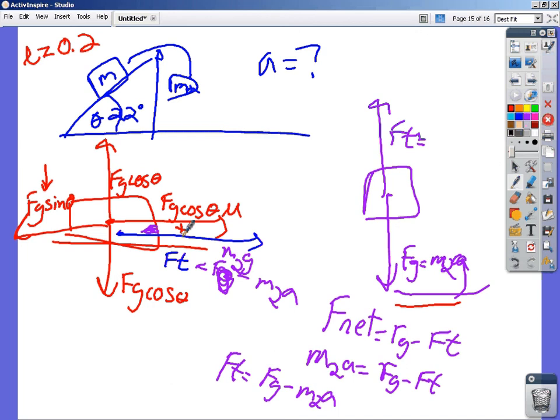That's the more problem. How is the force going down the slope the same?